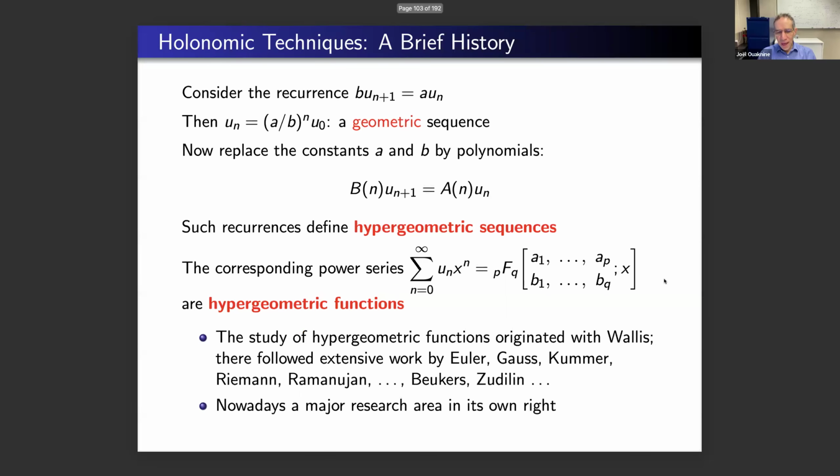The kinds of functions you get are the exponential function, logarithmic function, many trigonometric functions, binomial functions, Bessel functions, many classical functions. And the study of hypergeometric functions originated already back with Wallis in the 17th century. And there was also a lot of work by Euler, by Gauss, Kummer, Riemann, Ramanujan, and even contemporary mathematicians such as Beukers and Vadim Zudilin. And nowadays, it's a major research area in its own right.